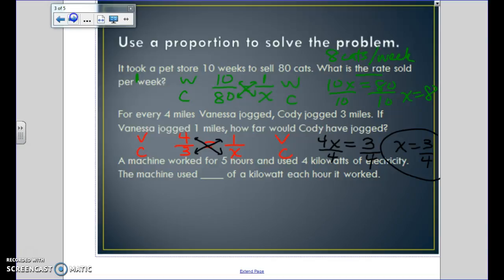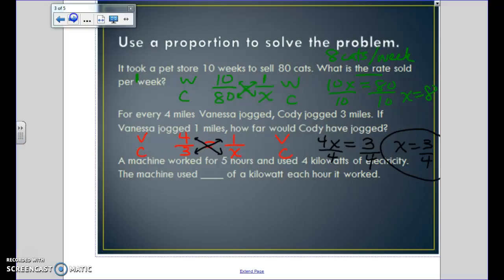And so these were the kind of challenging problems, because it was hard to make sense of whether it should be 4/3 or 3/4. But if you set your proportion up with the same ratio on both sides, it kind of takes some of that worry out of having the right answer or not.